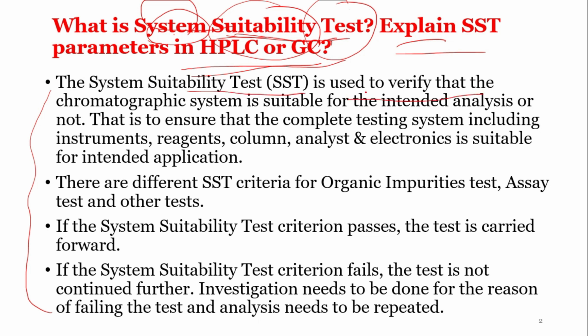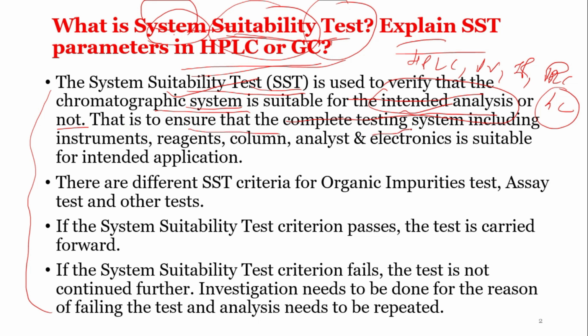The system suitability test is used to verify whether the chromatographic system is suitable for the intended analysis or not. This test is done to check whether whatever system we are using, HPLC, UV, IR, UPLC, GC, those systems are suitable for our use or not. Because if we are already facing a problem in that, we cannot use that system. So first we have to check, and that test is called the system suitability test.